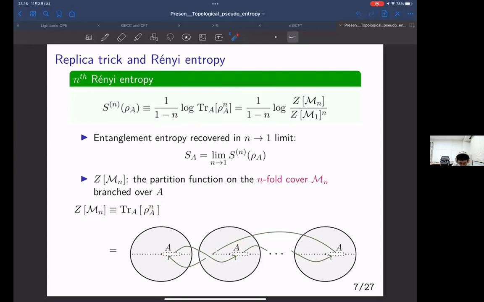As I briefly said, this upper cut is one of the indices of rho A. So you glue this index with the index of the second copy. This and this should be glued together, and you cyclically glue these n copies, and you come back. Then this becomes just a manifold with branch cut. This manifold I call M_n. Okay, Z of M_n is just a notation, but it is a partition function on such a manifold. Okay, is it clear?